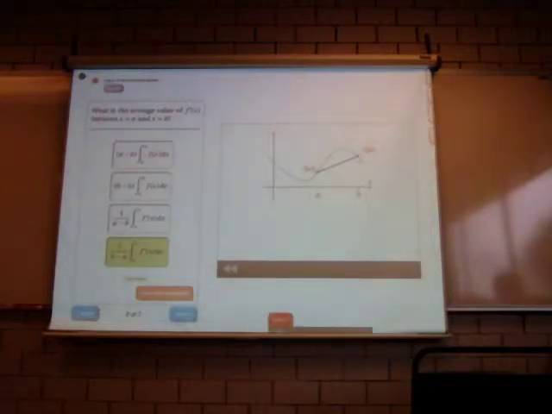We're not looking for the average value of f. We're looking for the average value of the derivative of f between a and b. That is, the average value of f prime of x. The average value between a and b of f prime of x is the integral of f prime between a and b divided by b minus a.